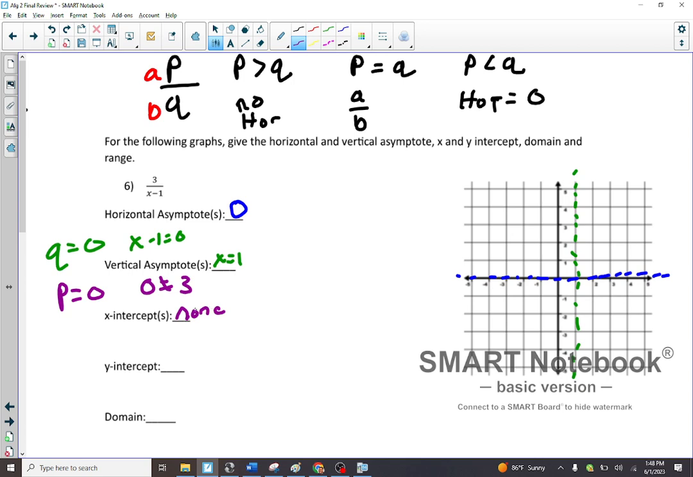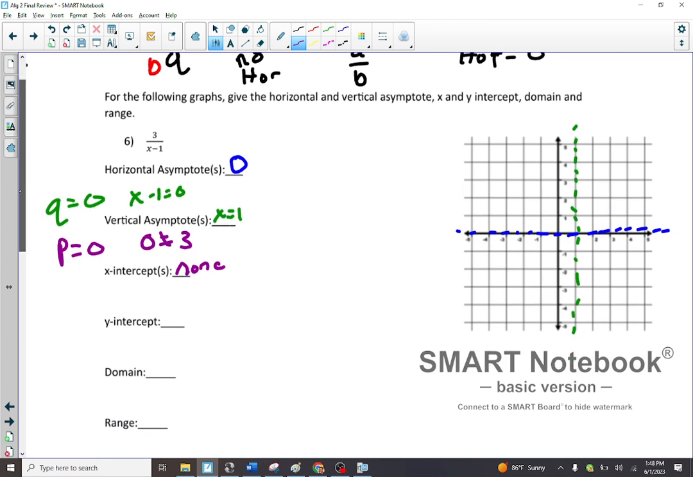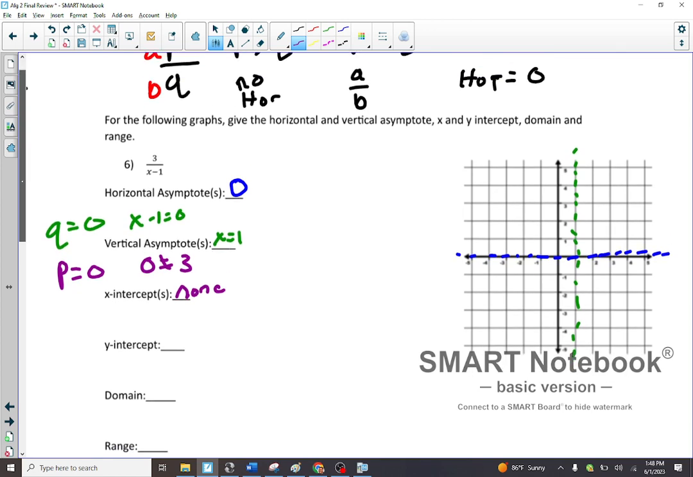Is the horizontal asymptote 0? Yes, it's the number 0. Q is the bottom, and the bottom's bigger. It's the power of the x's, so the top is technically x to the 0 and the bottom is x to the 1. That's what P and Q stand for. And 3 is just a coefficient.